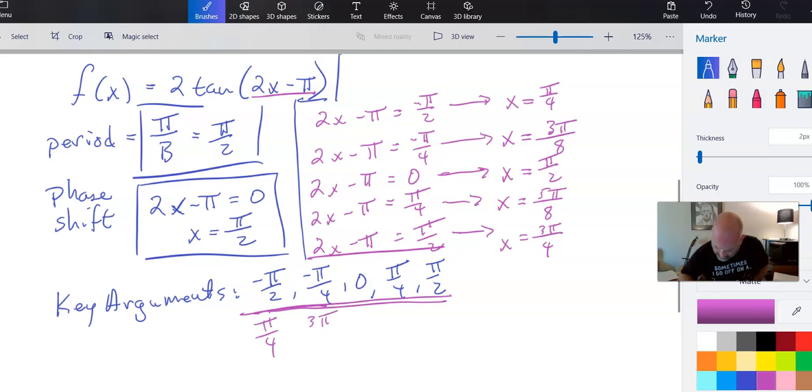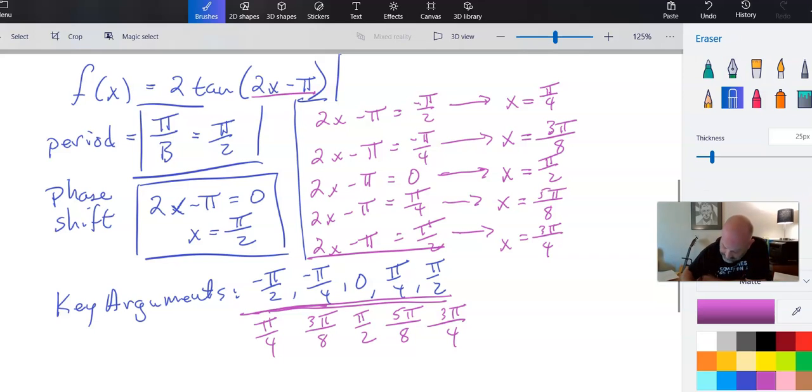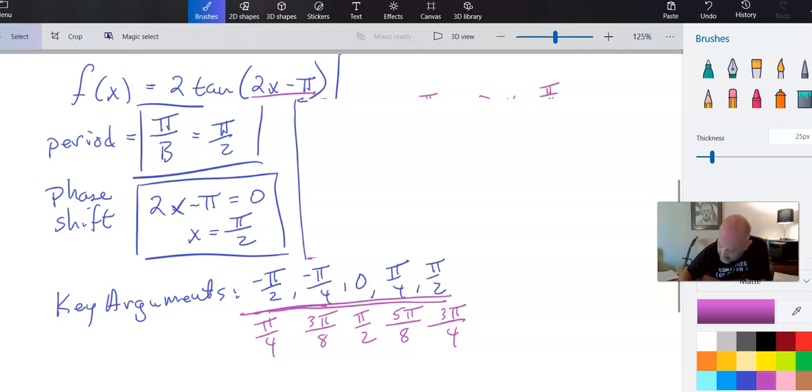Then 3 pi over 8, and then pi over 2, and then 5 pi over 8, and the last one is 3 pi over 4. Okay, so that's where everybody translated to. So let me get rid of some of this stuff so we can actually graph this thing now. Let's do it this way. Okay, so let's put these guys in here. So it's shifted to the right.